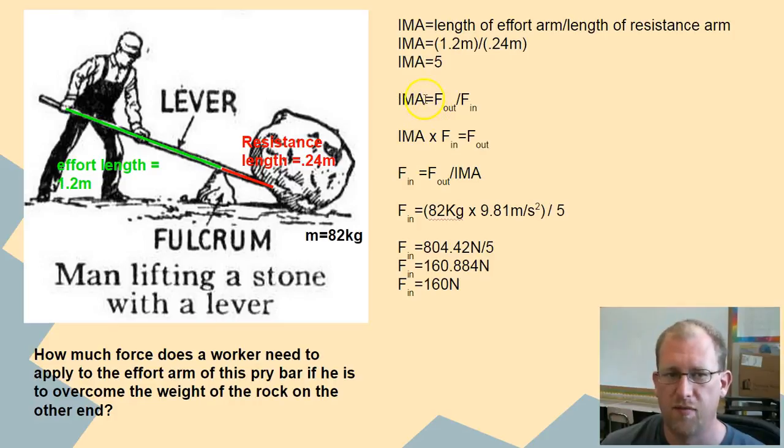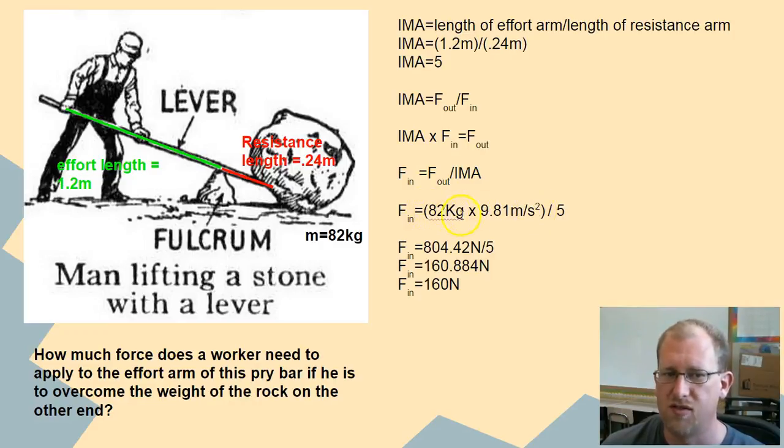Okay? And the ideal mechanical advantage is the force out divided by the force in. And so I'm going to rearrange because I know the force out and I know the ideal mechanical advantage. What I don't know is the force in. So I'm going to rearrange this equation to solve for F_in. Okay? So if I multiply both sides and then divide, I can rearrange the equation to be force in equals force out divided by mechanical advantage. So I'm going to say, what is my force in? It's the force of the rock because of gravity, right? The weight of the rock.